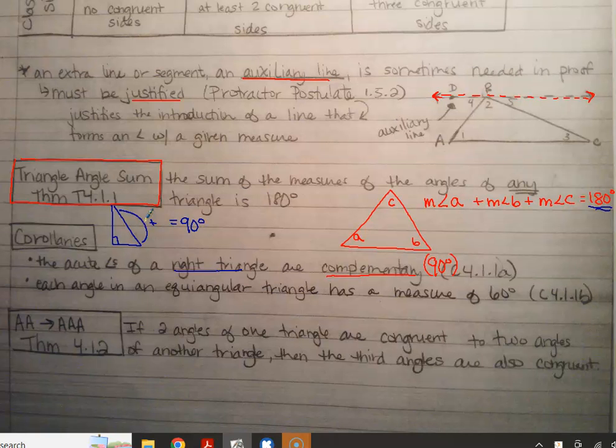The other corollary that you can use is each angle in an equiangular triangle. So equi means equal, angular means angles. So each angle in an equiangular triangle, so a triangle with equal angles, has a measure of 60 degrees. Again, you have a triangle. All three angles are equal, so that means you're taking 180, dividing it by 3, and you're getting 60 degrees. Like, okay, I get this. Duh, maybe is what you're thinking. I don't know. But those are helpful corollaries.